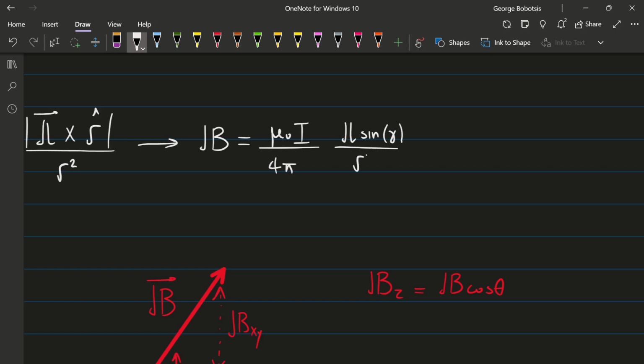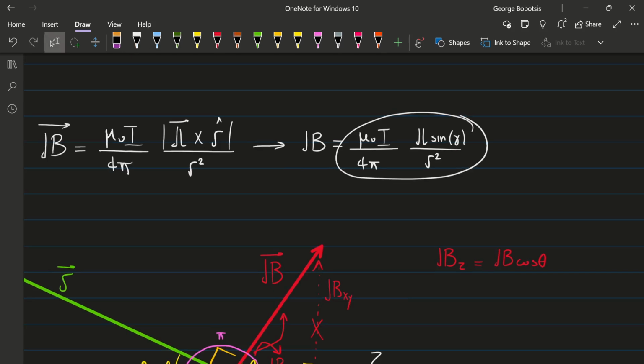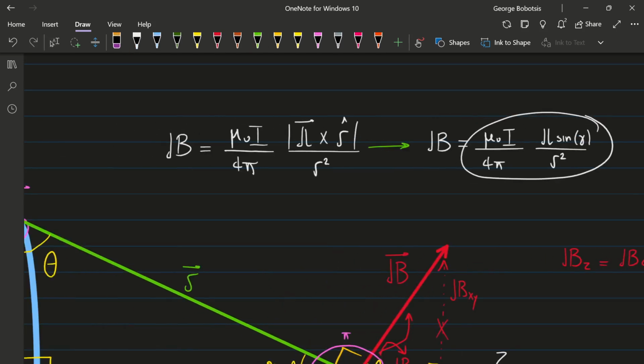Underneath, the situation hasn't changed. Notice there are no unit vectors because this is now magnitude. Yeah, so that's how you can go about converting the dB element into its magnitude. You can just take the magnitude of the cross product and you're done.